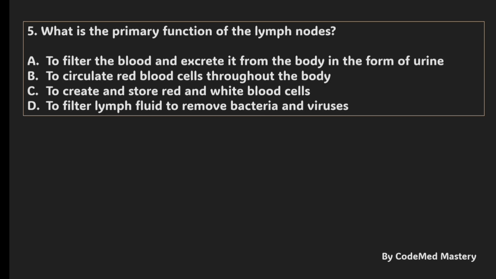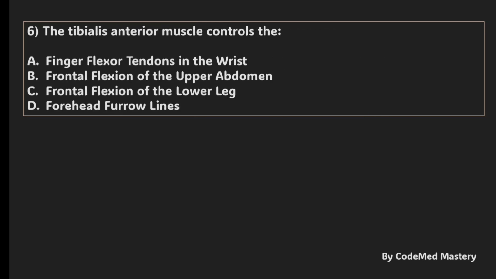Next question. What is the primary function of the lymph nodes? And the right answer is option D, to filter lymph fluid to remove bacteria and viruses. The primary function of lymph nodes is to filter lymph fluid and to remove bacteria and viruses as well as other harmful materials. Lymph nodes function together to filter harmful organisms out of the body, which is a major function of the immune system. Let us move on to the next question.